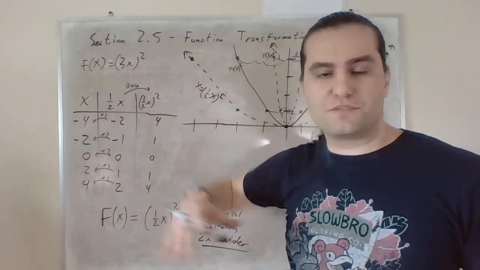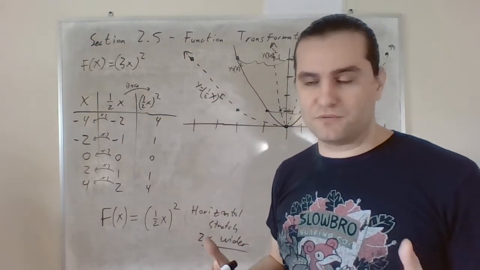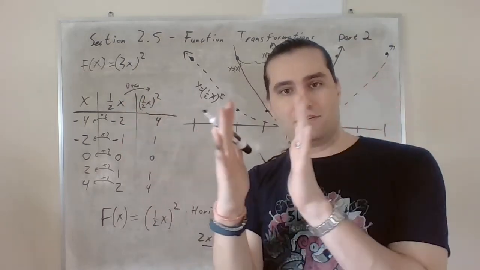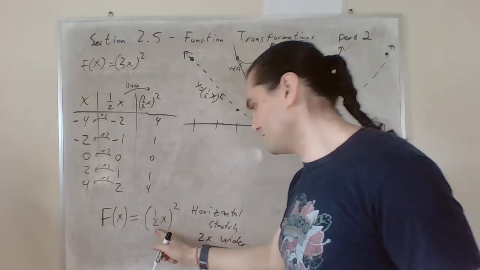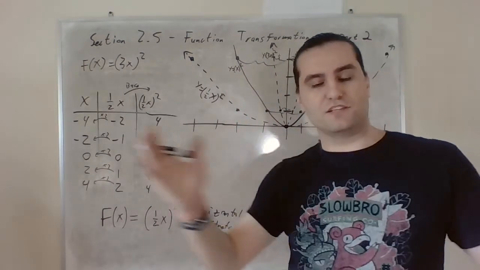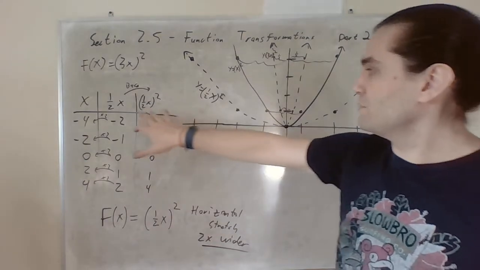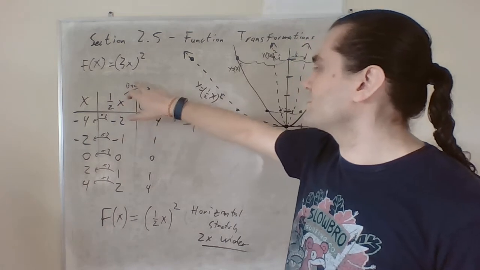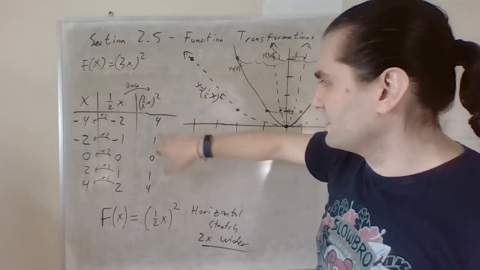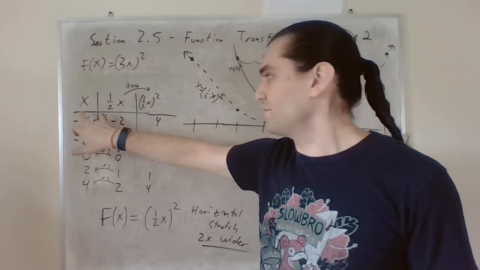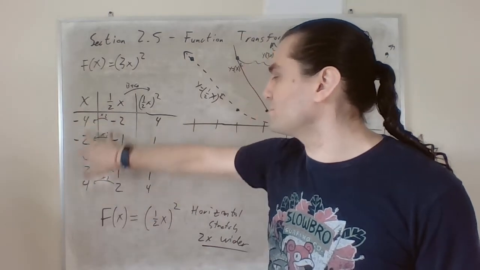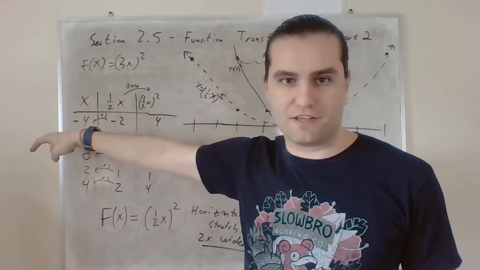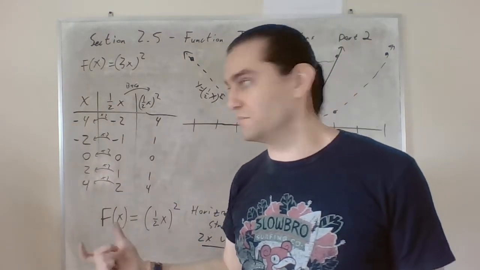Horizontal stretches and squishes behave backwards from the way you would expect them to, just like horizontal shifts do. When you multiply by 3, it gets thinner. When you divide by 2 or multiply by 1/2, it gets wider. And that's still because when we make these tables, the base function happens in the second column, and the relationship between these first 2 columns is you have to undo what has happened to the x value to get the original inputs.